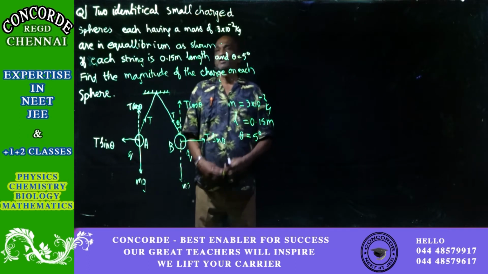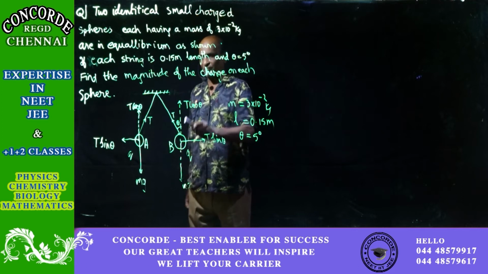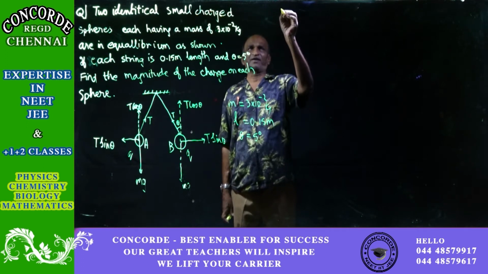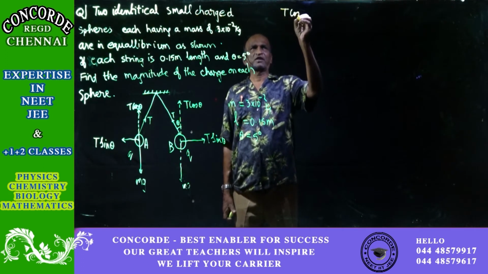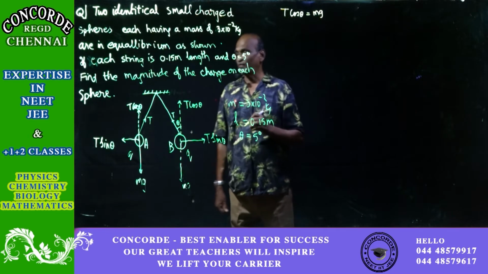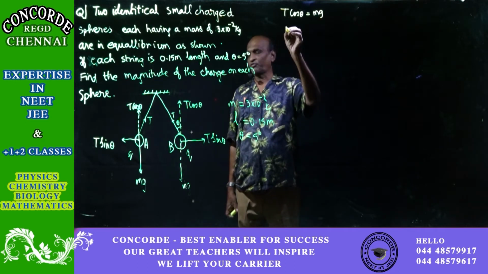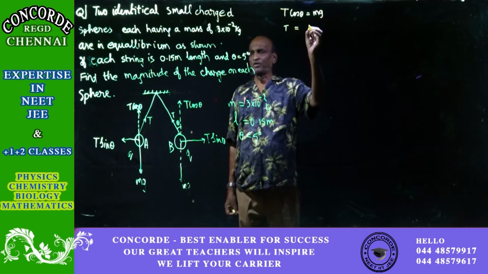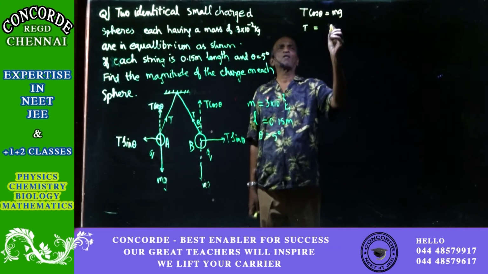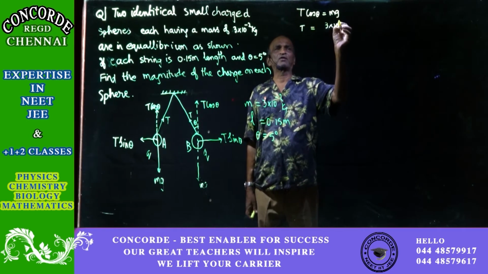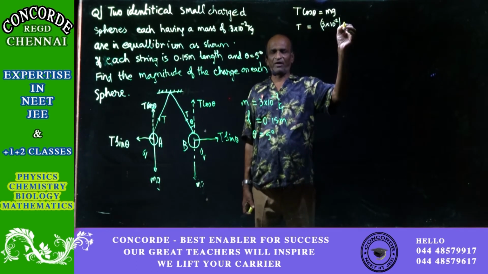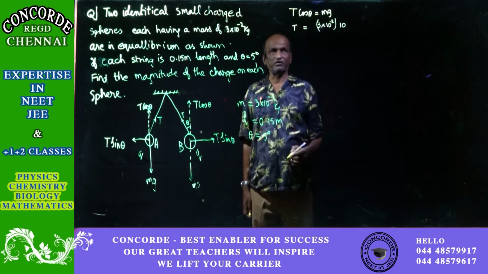Taking the upward direction, these two forces will balance: T cos theta is equal to m into g. Write that down first. From that, find the value of T. M is given as 3 into 10 power minus 2, into g. The value of g is not given, so we will take it equal to 10.